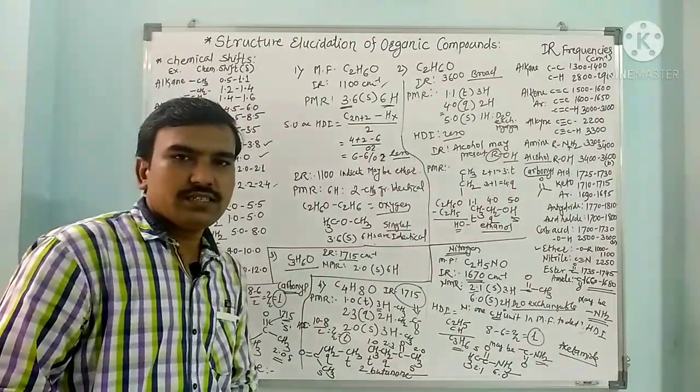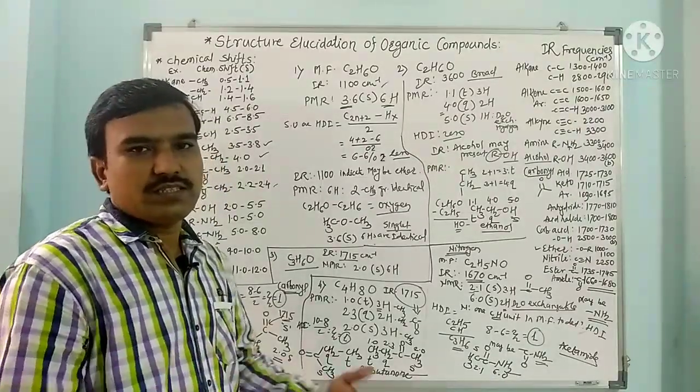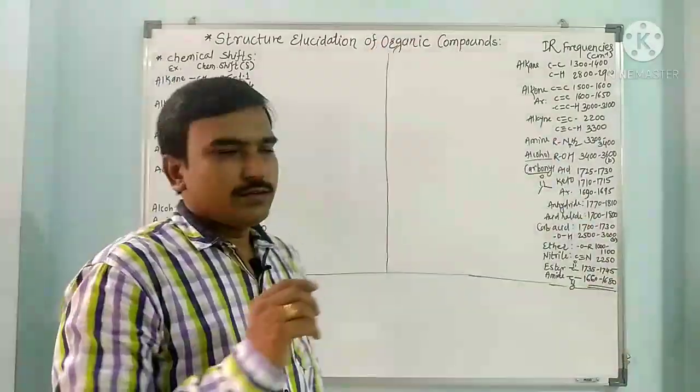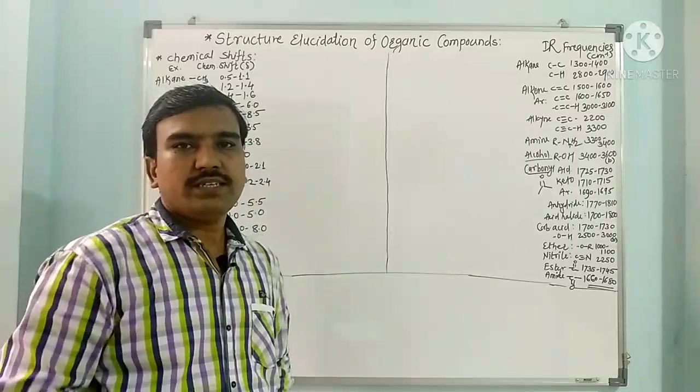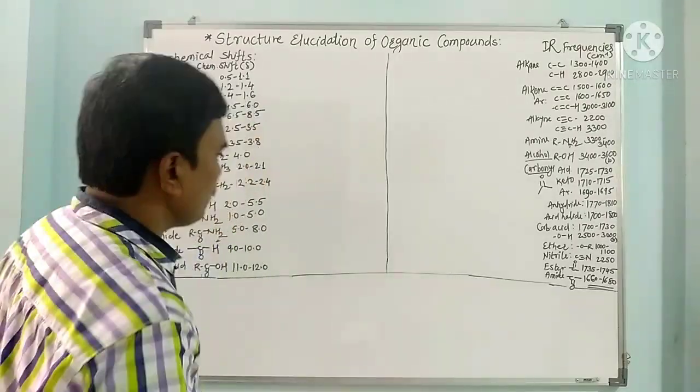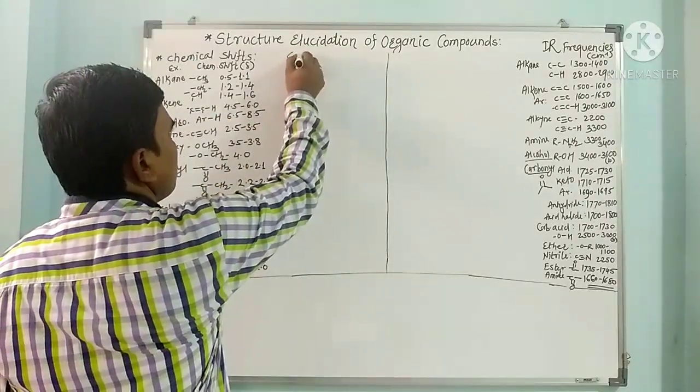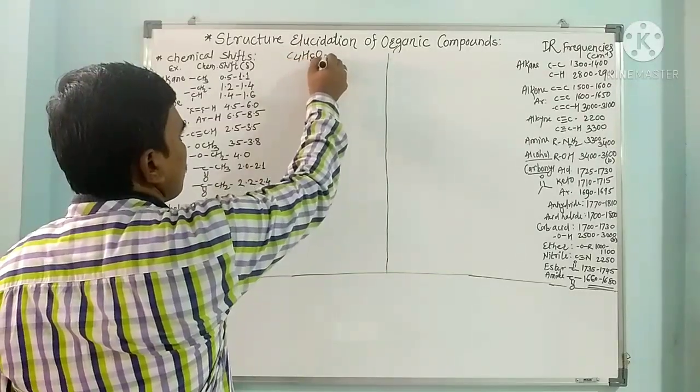Now I have to see the next examples of compounds such as esters and carboxylic acids. Now here we have to see 3 examples of molecular formula C4H8O2.